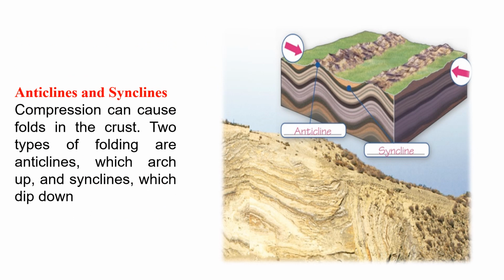We already discussed the anticlines and synclines. Once we look at the diagram, the compression can cause folds in the crust. The two types of folding are anticlines, which arc up, and synclines, which dip down. The upper portion is called an anticline and the lower portion is called a syncline.